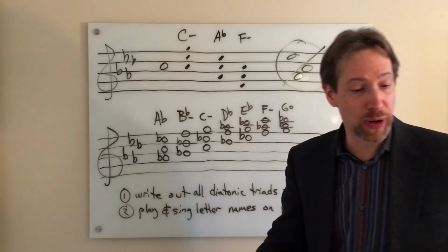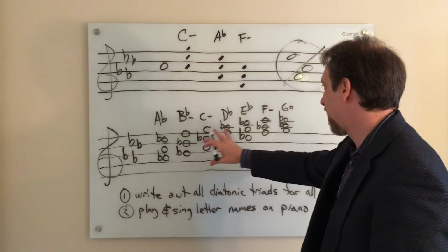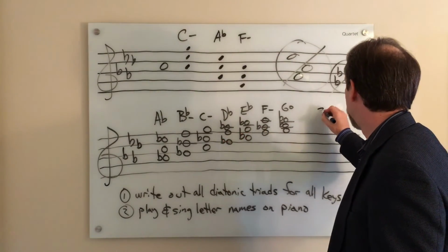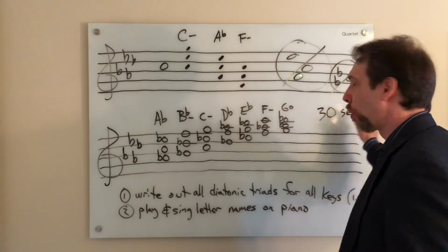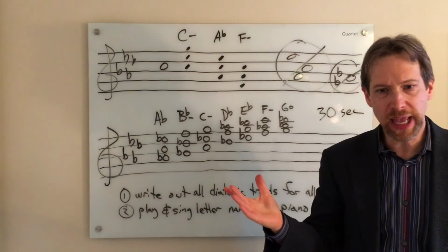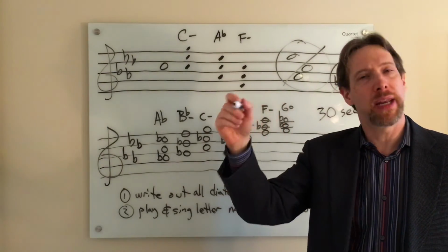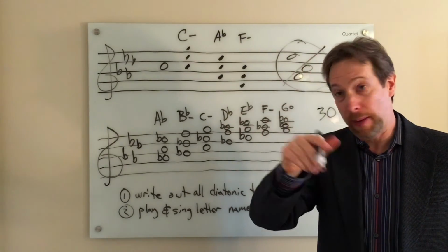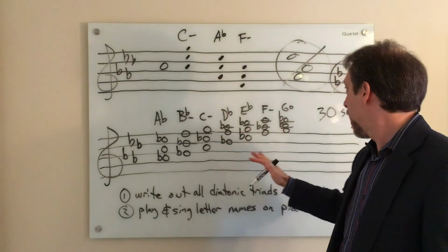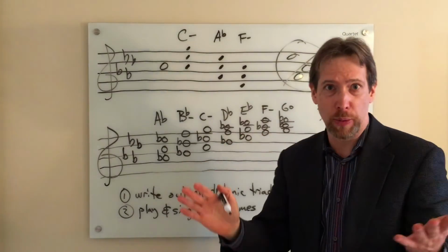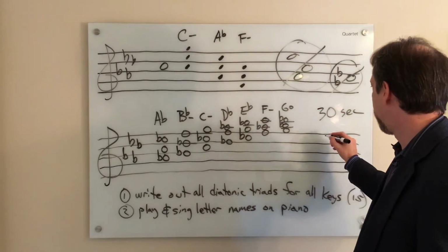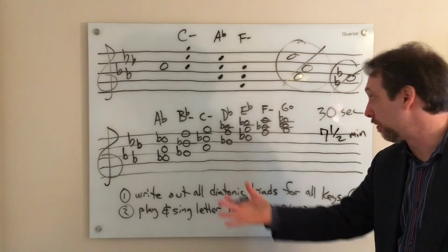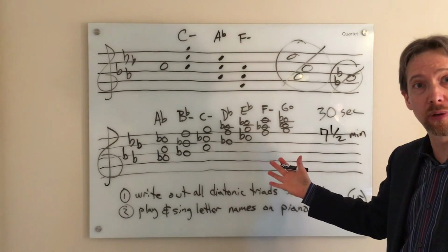So when I write out all the diatonic triads in a key, it takes me about 30 seconds for one key. And essentially I'm limited by how fast my hand can move, because it's a picture in my head. I'm just making my hand write. And so if we say, okay, how long is that going to take me for all 15? We're talking about 7.5 minutes. And I could write out all of this.